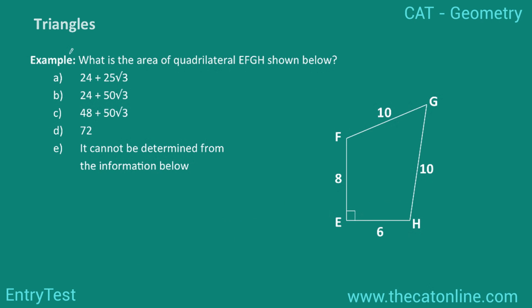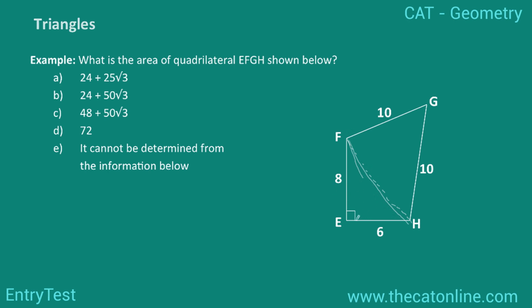Let's look at another question. What is the area of the quadrilateral EFGH given below? For this kind of question, I will try to split it up into two triangles. Now a quadrilateral is always composed of triangles. I'll try to join FH and get it into two triangles.